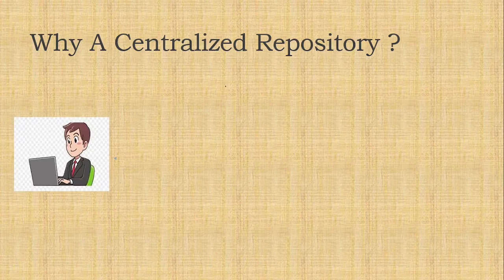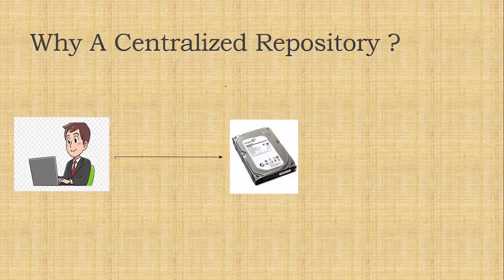Assume this is a guy, or this is you, who is working from your home, and you are working on a project. Where do you save the code that you are working on? It gets saved onto your local system, hard disk, or on a laptop, wherever you are working. If it's a desktop, it gets stored on the hard disk, similar for a laptop.